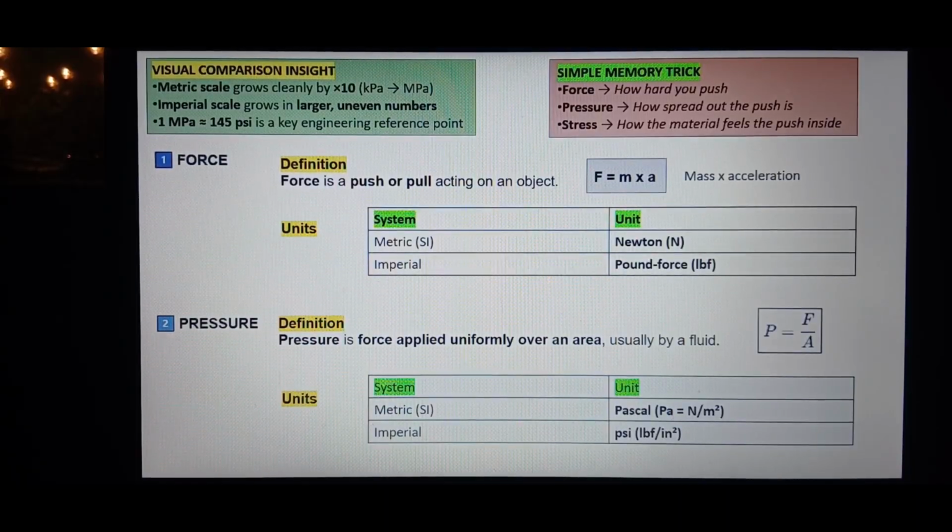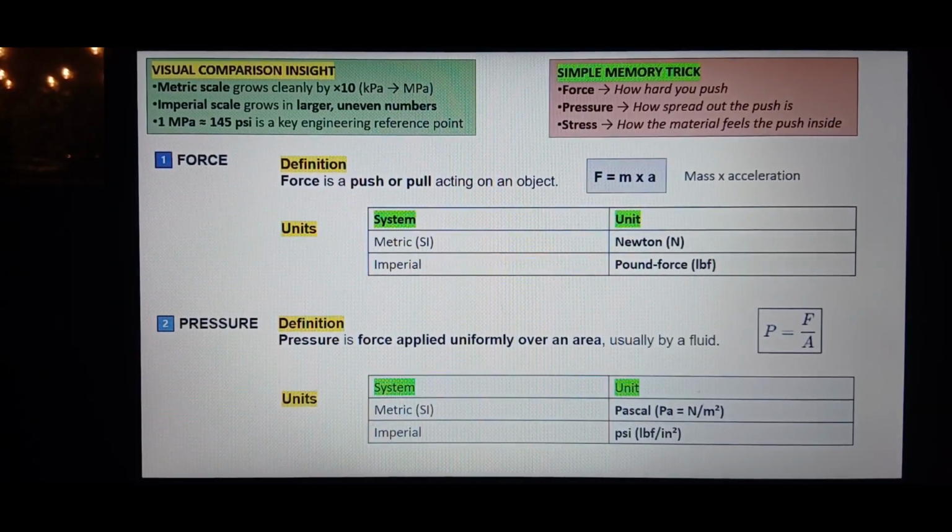Force: the definition of force is a push or a pull acting on an object, and the formula is F = m × a, which is mass times acceleration. In the metric system it is measured in newtons, and in the imperial system it is measured in pounds-force.